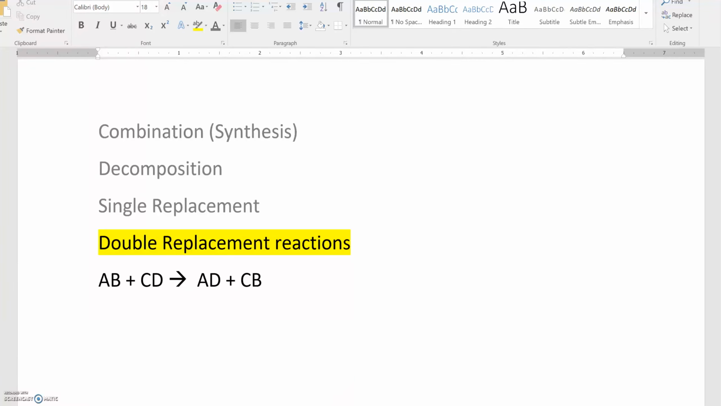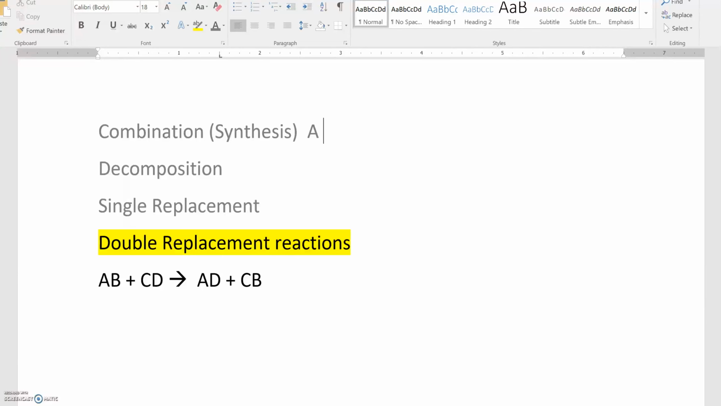This is a short video on double replacement reactions that we covered in class yesterday. Double replacement reactions are one of the four key reactions in chemistry. The other three being combination or synthesis reactions, decomposition reactions, or single replacement reactions. Super quick, just so you can remember.